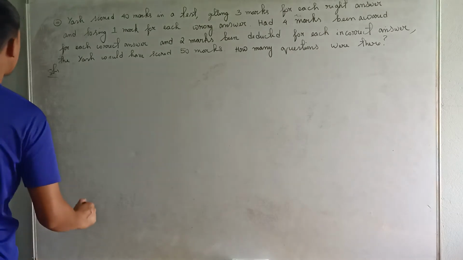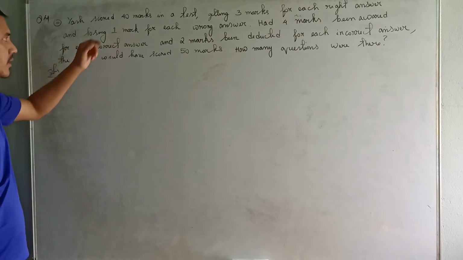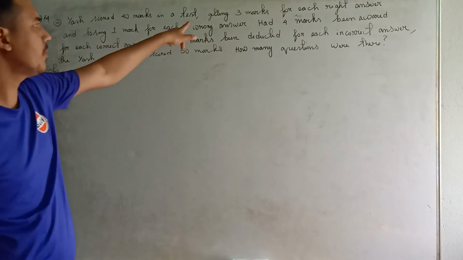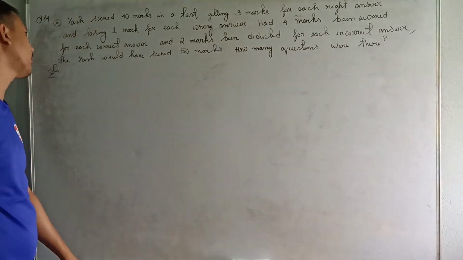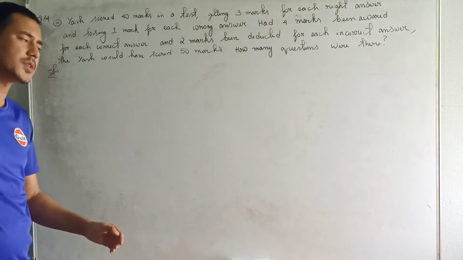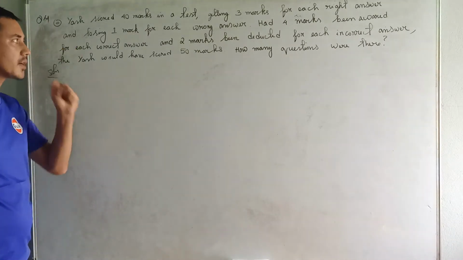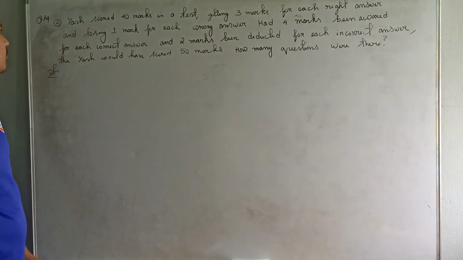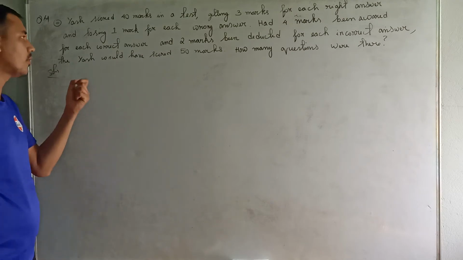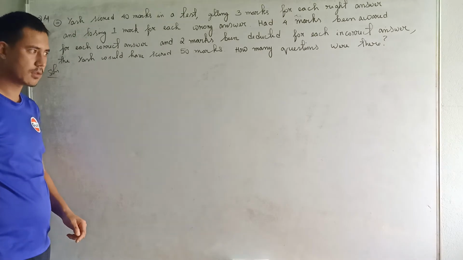We will proceed with question number 413. Yash scored 40 marks in a test, getting 3 marks for each right answer and losing 1 mark for each wrong answer. That means for each correct answer that you write, 3 marks will be allotted. And losing 1 mark for each wrong answer means for writing every wrong answer, 1 mark is going to be deducted from your total marks.